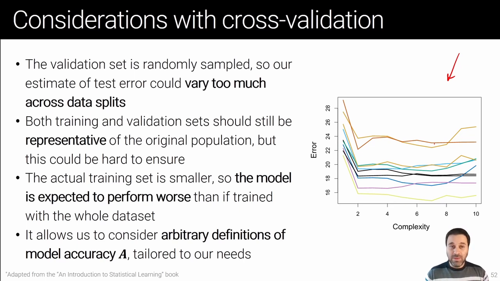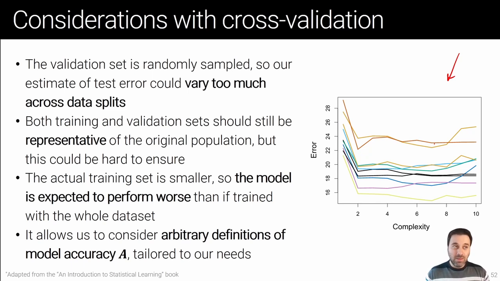Also, we have to think that the training set is actually smaller than it could be. If we have all these data sets and then we reduce it, splitting and only using this part for training, then we are not using as much data as we have to train the model. And so in principle, the model is expected to perform worse than if we used all the data to fit the model. So we have to account for this bias. The model is expected to perform worse because, well, we're using less data to fit it.